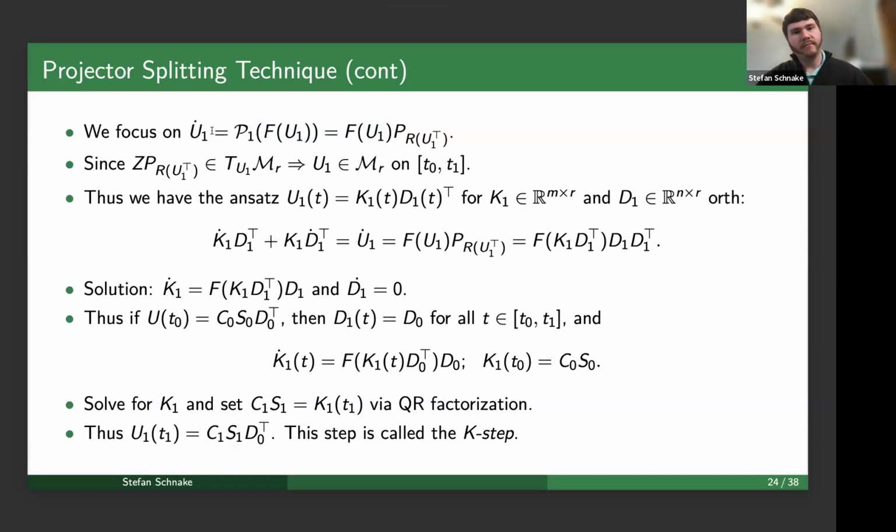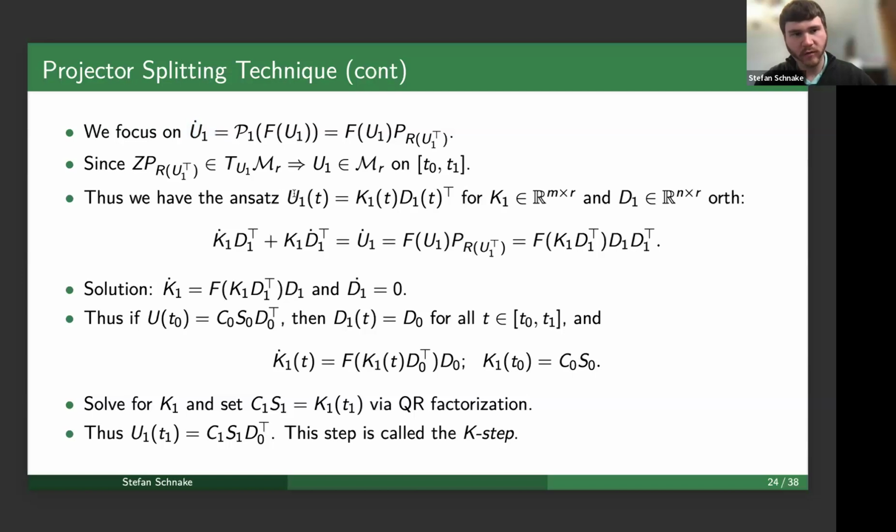Okay, so we're going to look at solving this ODE. This looks very complicated, but it's not that bad if you do some analysis on it. When you project a matrix onto the right-hand range of U1, you can show that it always lives in the tangent space of U1. So that essentially automatically guarantees that U1 is rank R for all time.